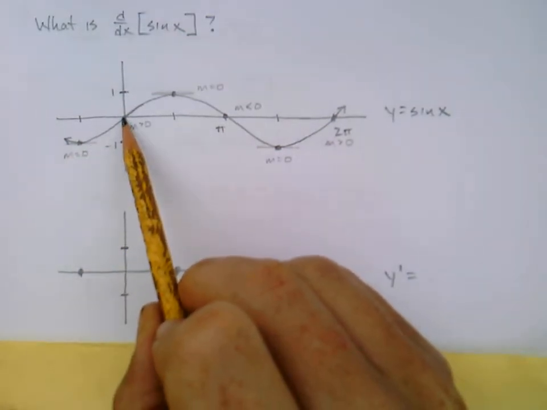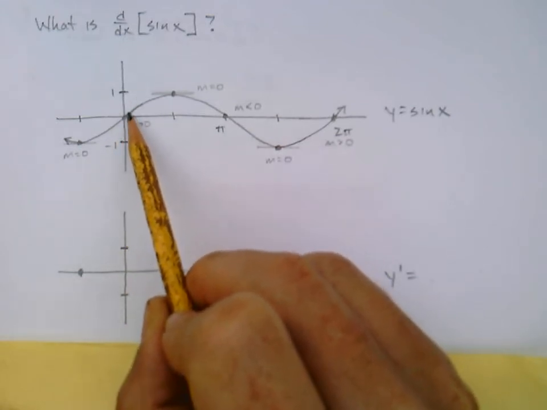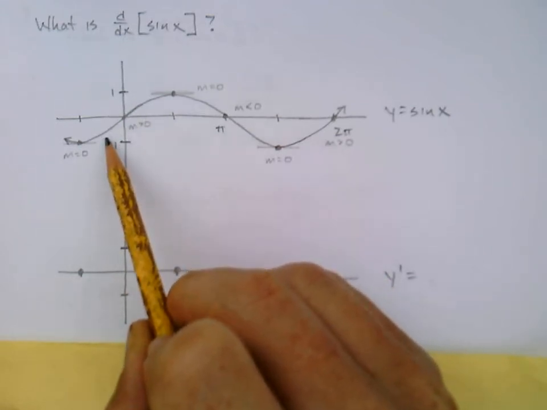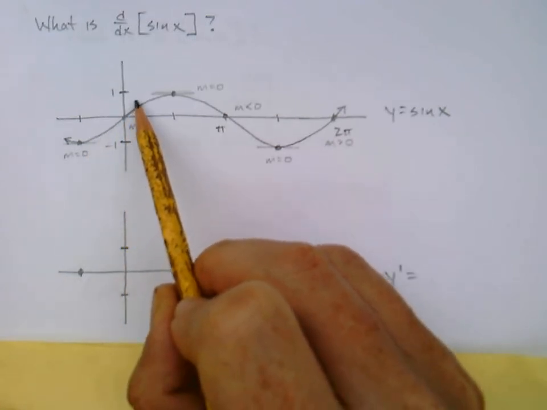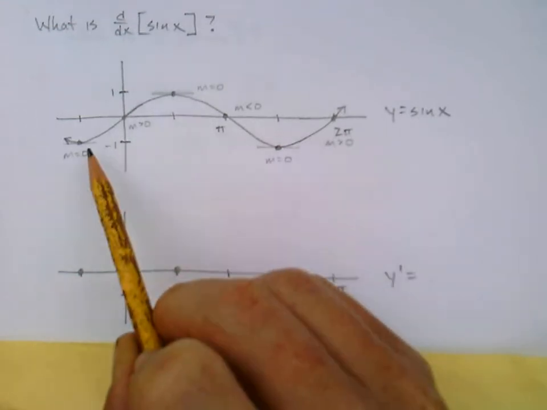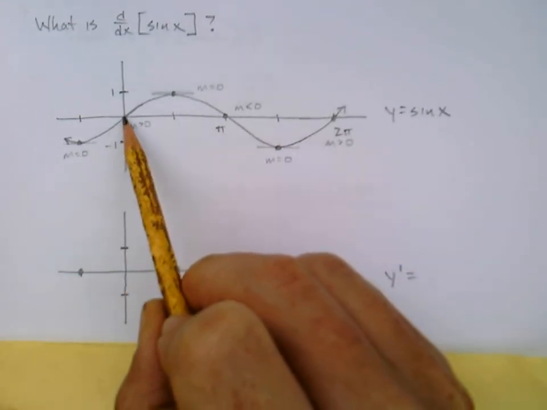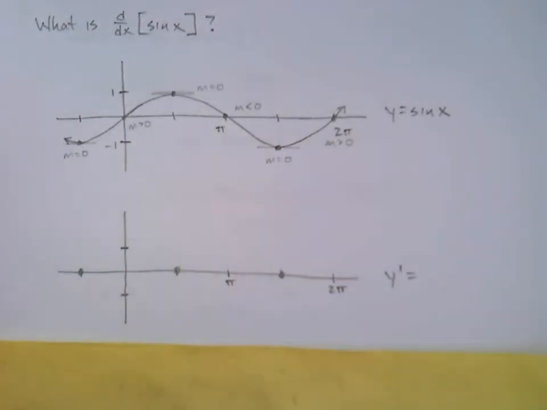Right there at 0, 0, that is when the slope of the tangent line is the steepest, right in the middle. So it's getting steeper. It's the steepest it ever gets right there, and then it starts to level off again. At 0, 0, it's at its maximum slope right there at the origin.